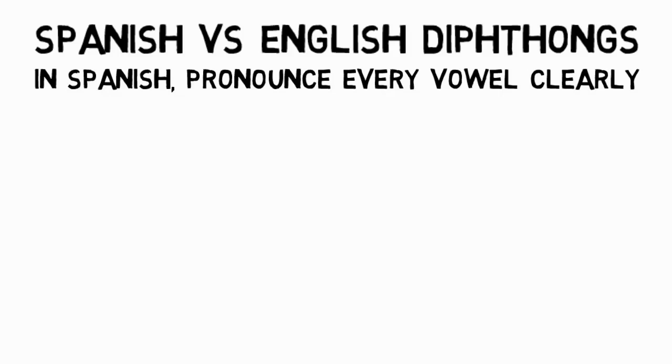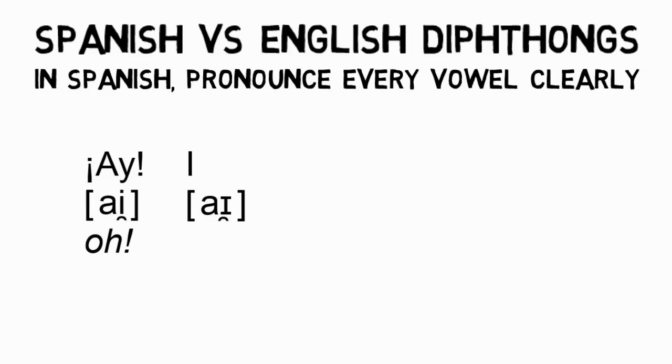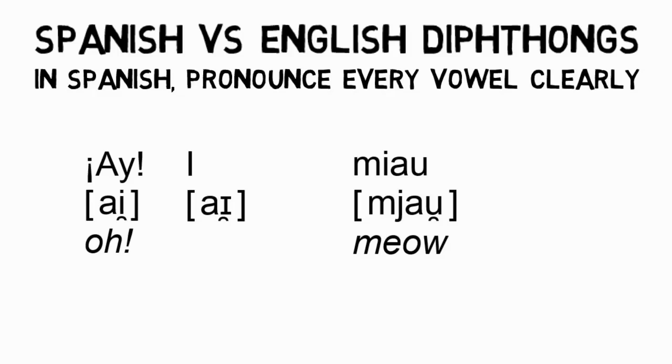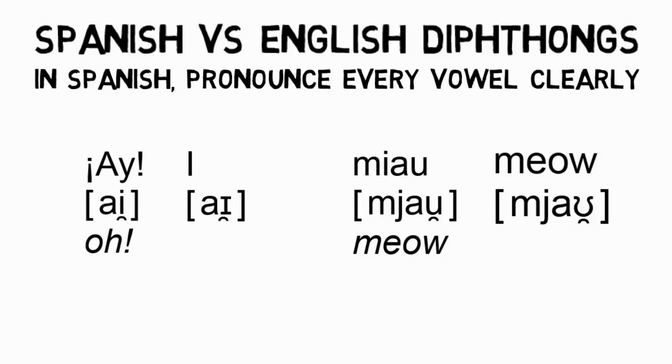In English, we have a tendency to be much more relaxed with our vowels. We don't say I, we say I, where the second sound in English is a short I rather than a full I. We don't say meow, we say meow. The second sound there in English is not U. So if you want a good Spanish accent, make every vowel perfectly clear. A, E, I, O, U, even in diphthongs.